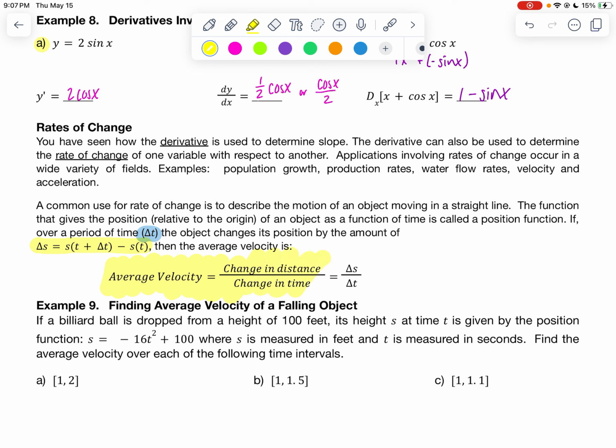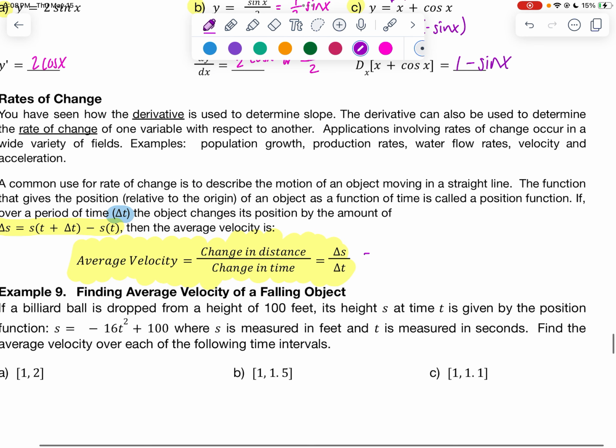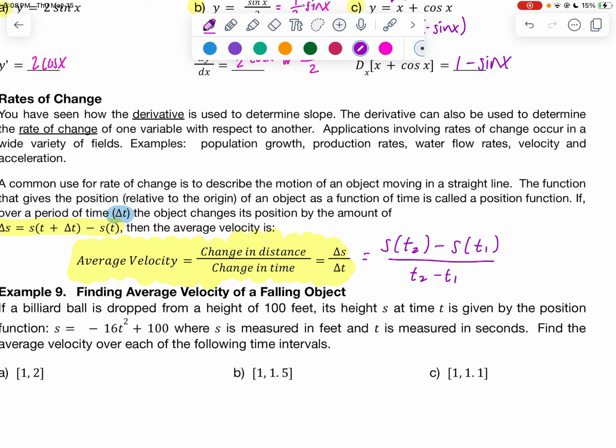So here we go. It's about the change in distance all over the change in time. This time we're talking about delta s over delta t. The way we want to express it is s of t2 minus s of t1, all over t2 minus t1. And these t1s and t2s are just your points.